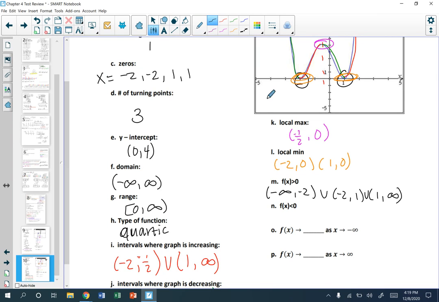Where is f of x less than 0? So below the x-axis. If you put never or none, not at all, it doesn't ever drop below the x-axis. Now, as f of x goes to negative infinity, my graph is going up to infinity. And as x goes to infinity, my graph again is going up to infinity.